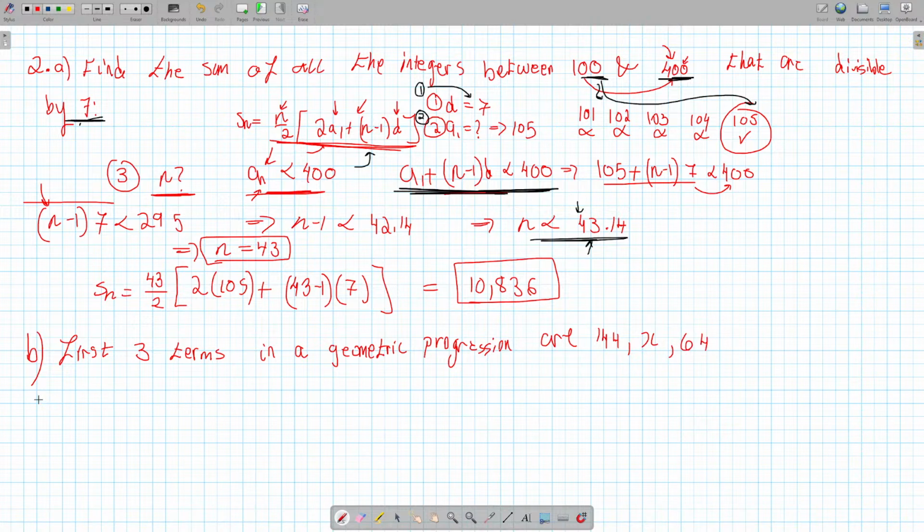They're asking: find x and find the sum to infinity.